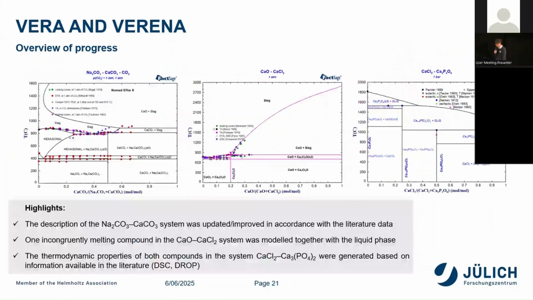So even if we don't have data on the system, we're still able to form quite good and hopefully accurate phase diagrams. Lastly, an overview of another interesting system can be seen here, which is the sodium carbonate, calcium carbonate system, on the left, while incongruent melting of the calcium oxide, calcium chloride system is modeled alongside the liquid phase. This can be seen in the middle. So this is all new data, while compound property data in the calcium chloride, calcium phosphate system is also being generated based on previous experimental data.